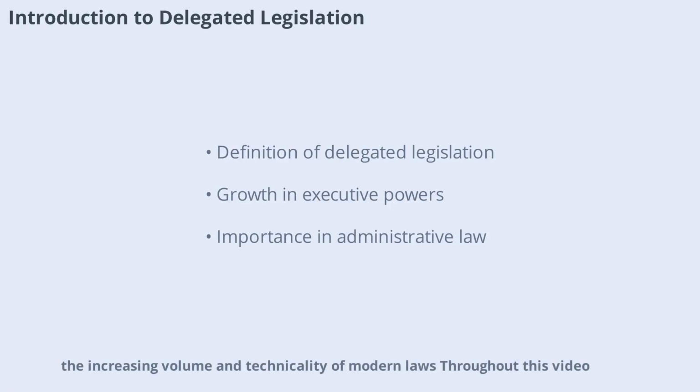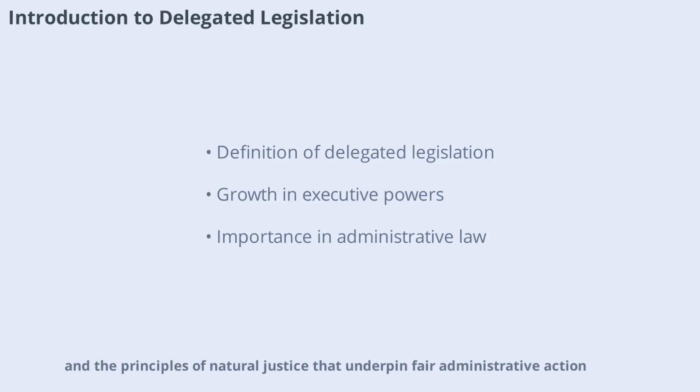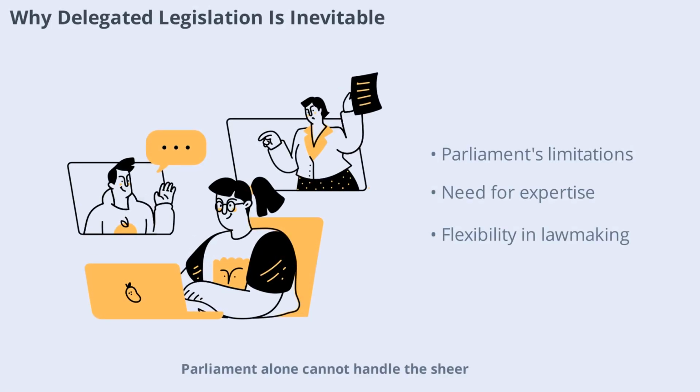Throughout this video, we'll explore why delegated legislation is necessary, its types, constitutional limits, and the principles of natural justice that underpin fair administrative action. Parliament alone cannot handle the sheer volume and complexity of modern legislation. Emergencies may arise that require swift action, and Parliament's procedures are often too slow for urgent situations. Additionally, many legislative matters are highly technical, demanding expertise that Parliament members may not possess.